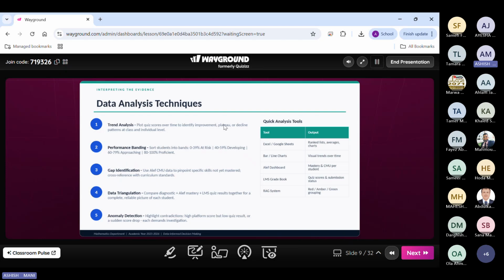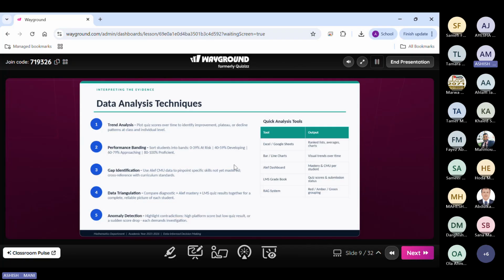Now, data analyst techniques. Collecting data is very easy. The real power comes from analyzing it. The main thing is we have to analyze the data in a proper way. We look for the trends, we look for the gaps, we look for the patterns. And here I just use one method, which is called the RAG method, and I will tell you what the RAG method is.